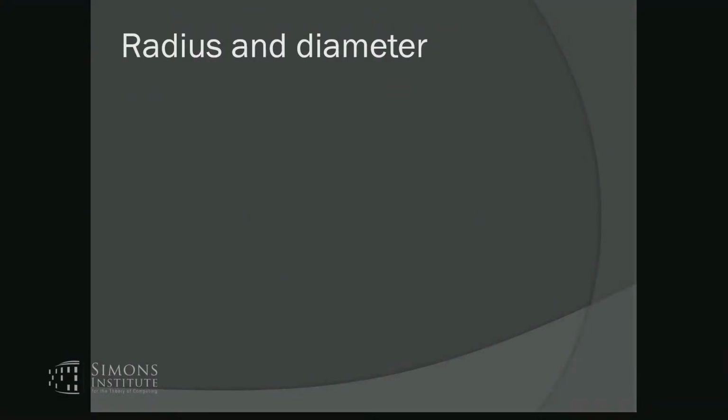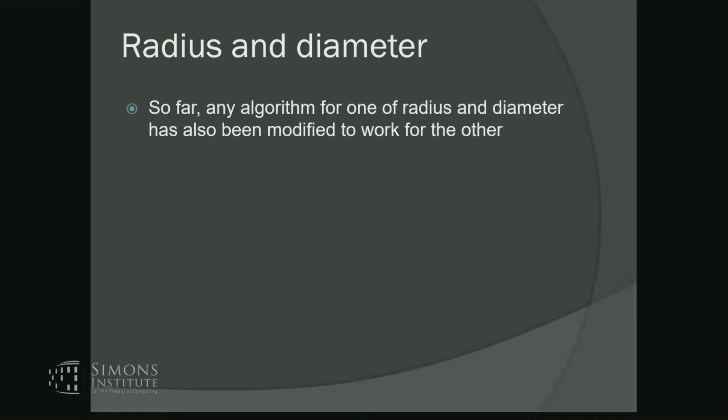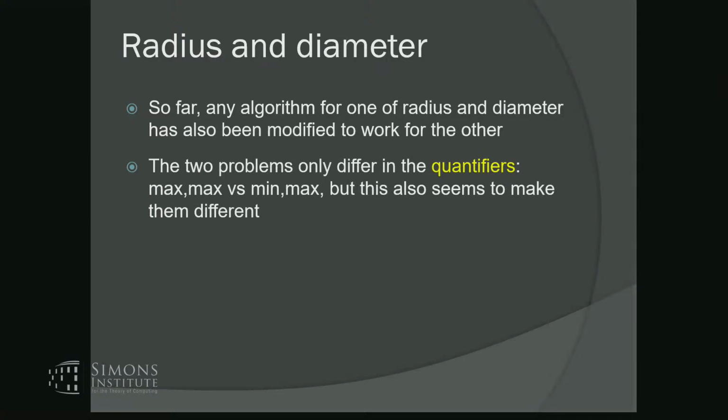So just in general, we talked about these two problems of radius and diameter. And it turns out that in the literature, anytime we can find an algorithm for diameter, it has carried over to radius and vice versa. But the same is not true for these conditional lower bounds. In particular, these two problems differ in the quantifiers, like max versus min max. And this seems to create some issues for making these lower bounds.